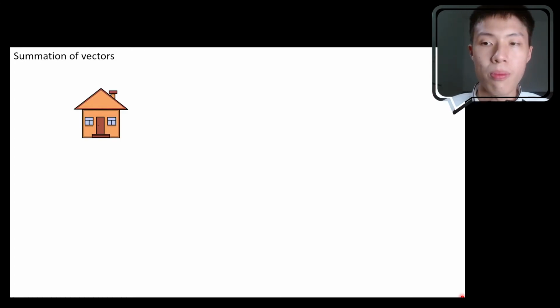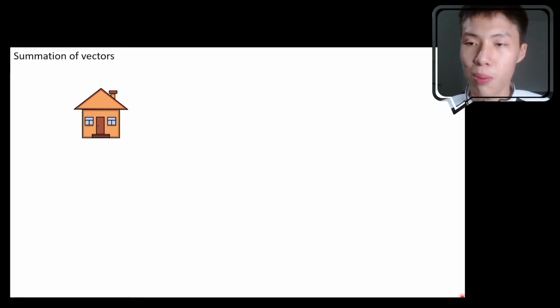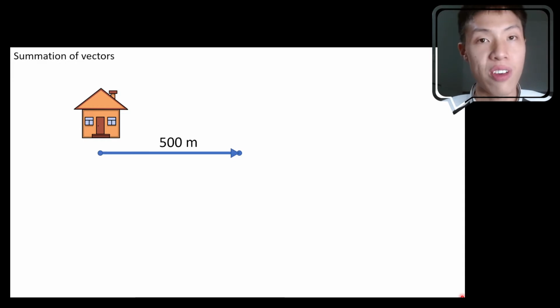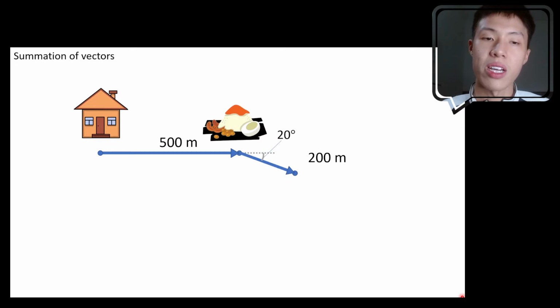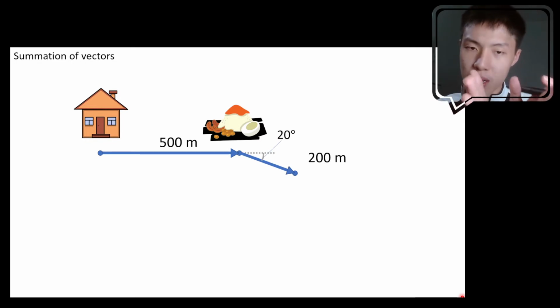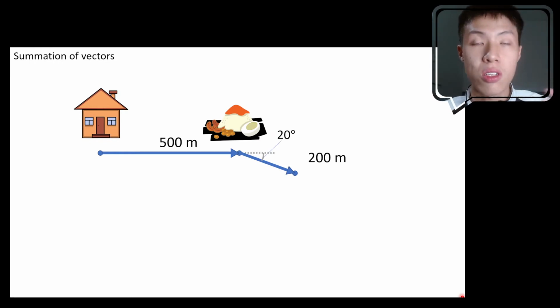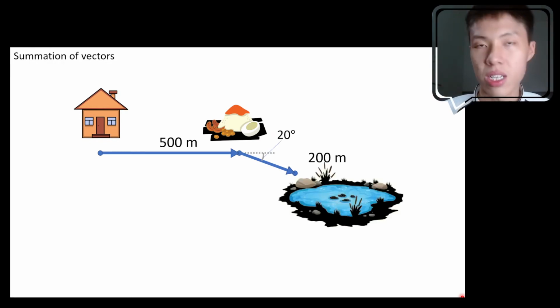Today you are at home, then you happen to want to go out, but you follow the SOP as usual. You wear your mask and you go out. You walk for 500 meters to get your nasi lemak. Then after you get your nasi lemak, you change your direction a bit. Then you walk for another 200 meter. Okay, you change your direction by about 20 degree and you move for another 200 meter towards a lake. So at this lake, you might be fishing, you might be just resting, I'm not sure. Okay, but this is a situation.